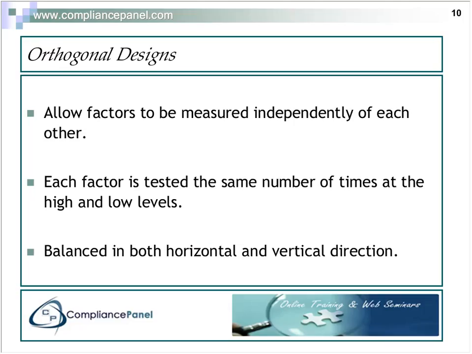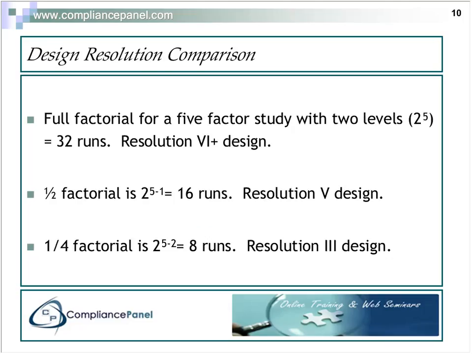One of the things we want to do when we design an experiment is make sure that we have what is called an orthogonal design. And this allows factors to be measured independently of each other. One of the things that's very nice about most software is that they will give you an orthogonal design. Now, just to go back to the past example, 32 is the total number of runs. 16 was a half. A quarter factorial would be 8 runs.